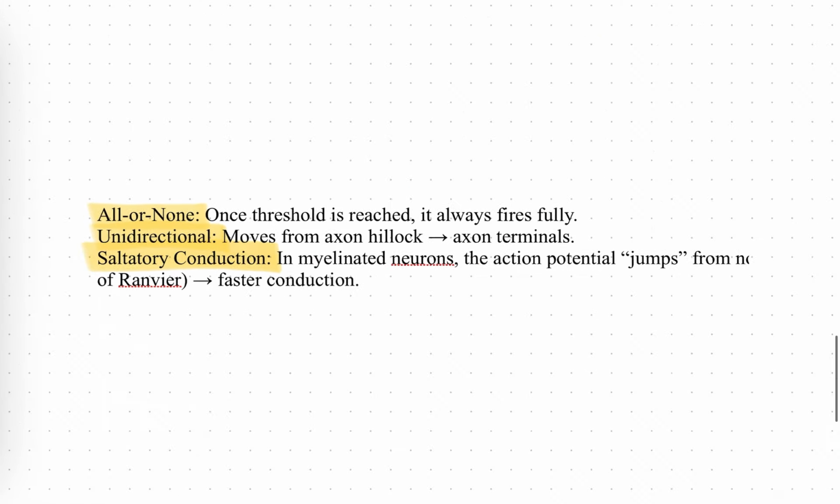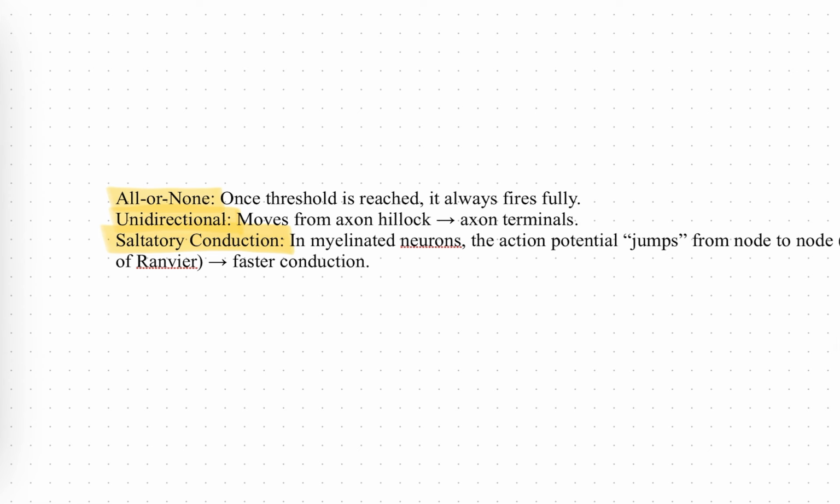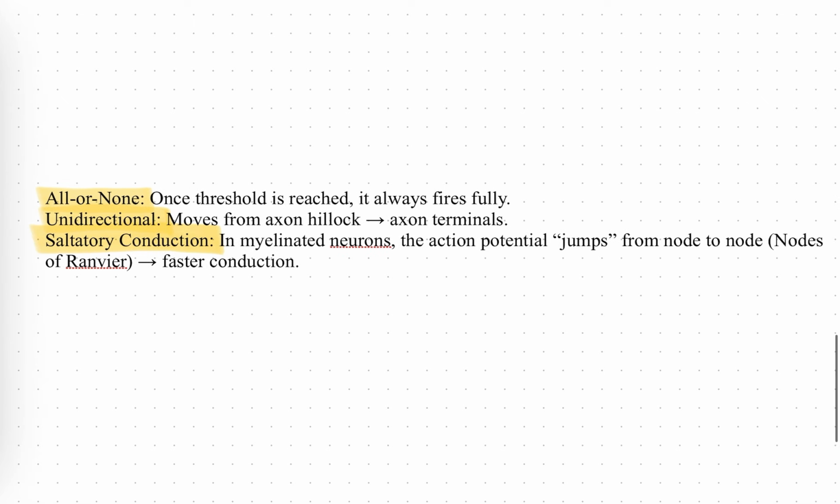There are a few characteristics of the action potential. First is all or none: once threshold is reached, it will always fire fully. It is an all or none phenomenon. It is unidirectional, moving from the axon hillock to the axon terminals only. Next is saltatory conduction, seen in myelinated neurons. The action potential jumps from node to node, like a runway, helping in faster conduction. So the three things are the all or none phenomenon, unidirectional flow, and saltatory conduction.